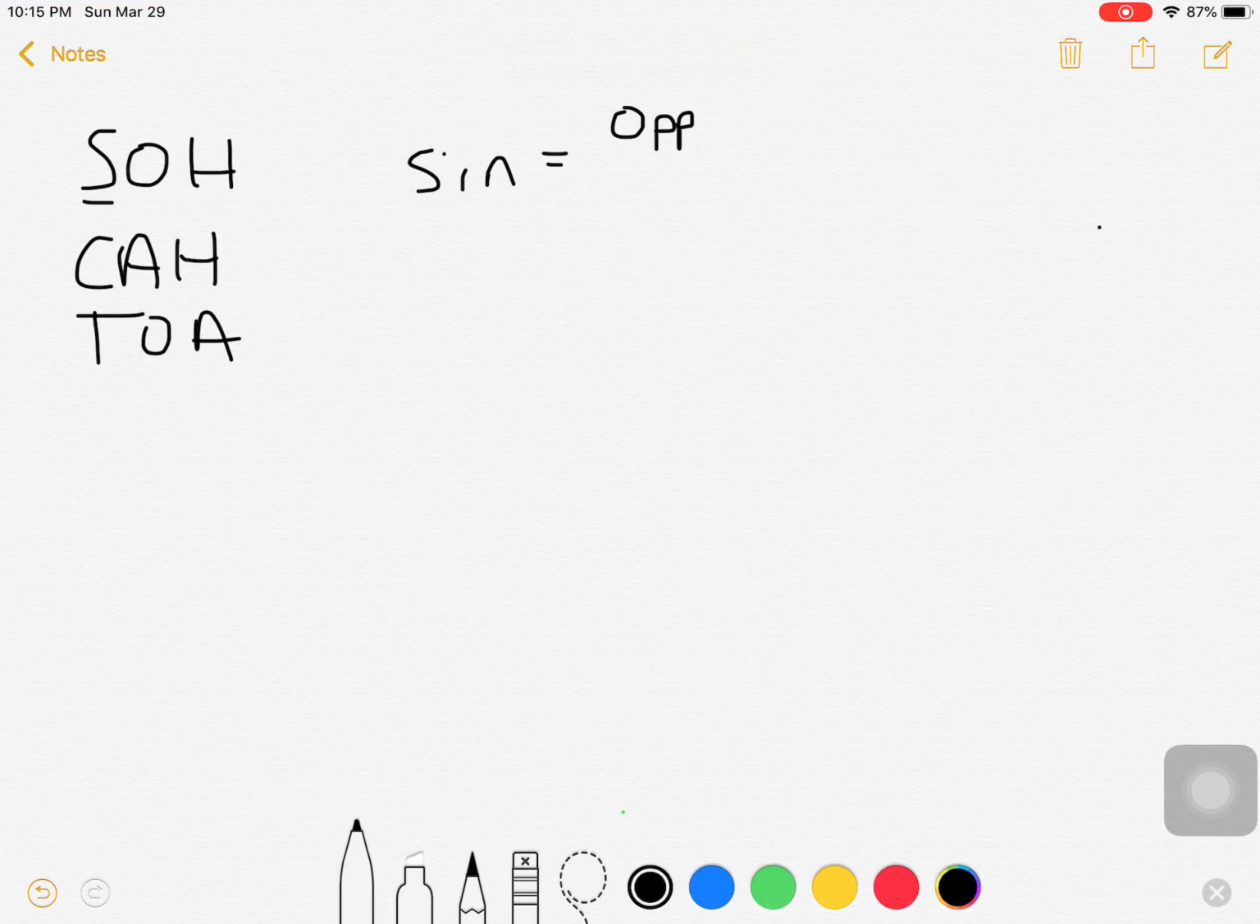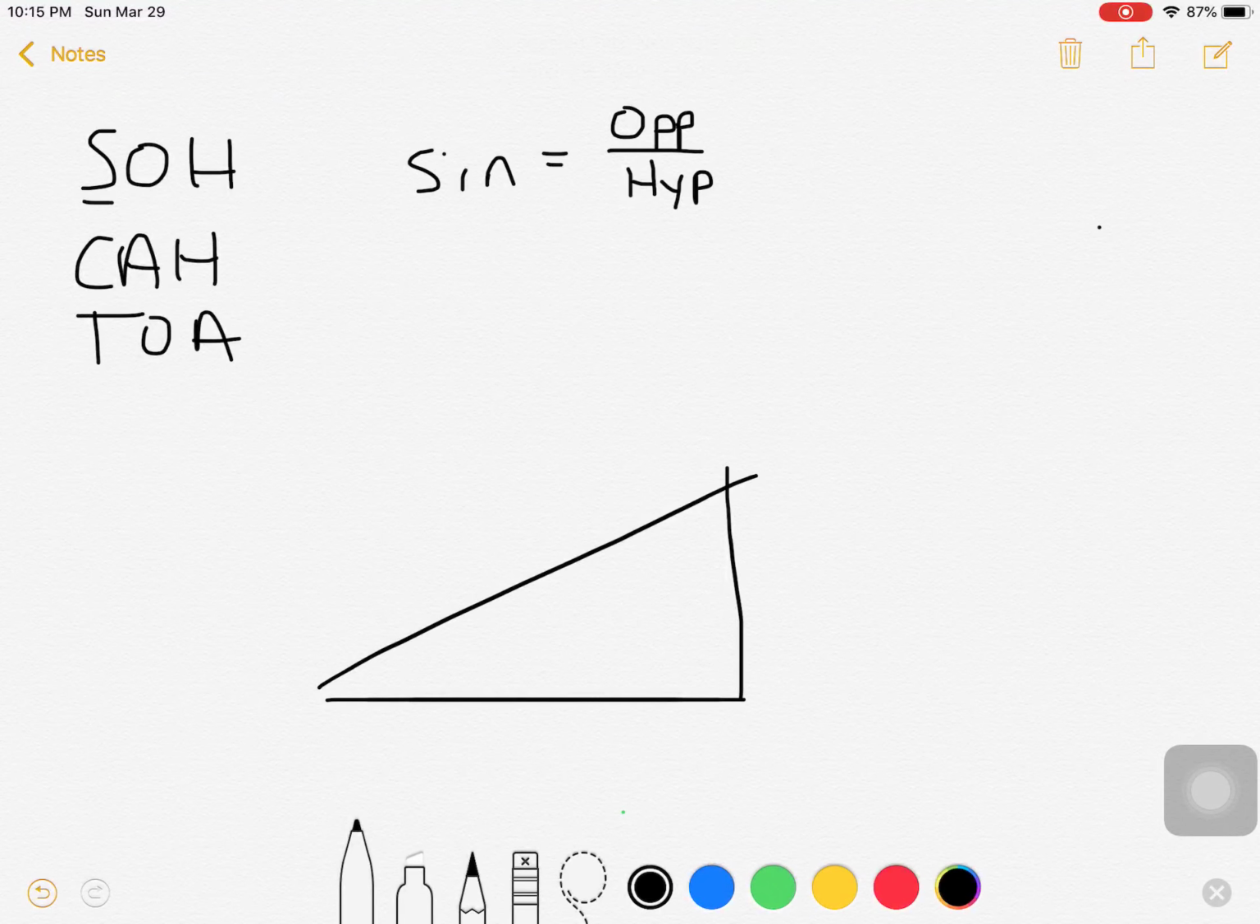and the OH stands for the opposite side and the hypotenuse. Now we should probably draw a triangle to specify exactly what we're talking about here. If I'm talking about this particular angle theta, the opposite side is opposite of the angle, so this is opposite. The hypotenuse is, of course, always the side that's opposite of the right angle. And then the adjacent side is the side that's left, that is next to our angle.